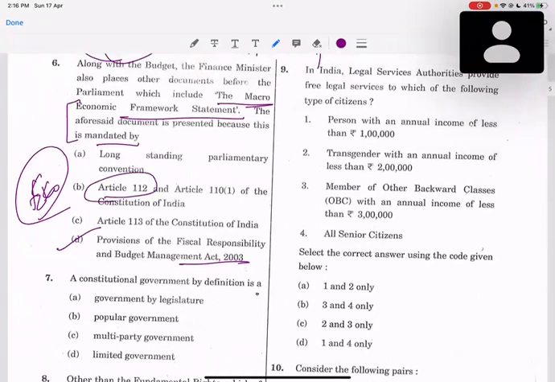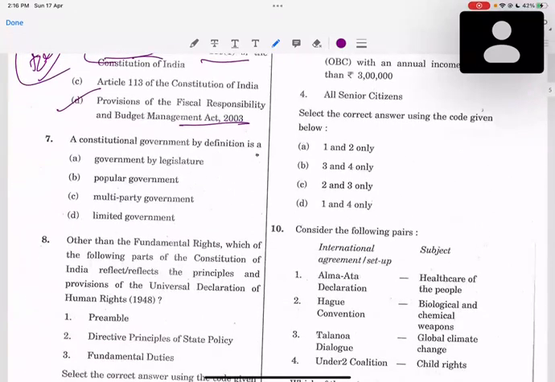Although we do pass the budget under these two articles, it doesn't mandate these documents. Then this question, if you have seen the analysis of the 2020 paper, you must have seen this is the repetition question. This question was asked in 2021 also. So repetition of questions is also there.